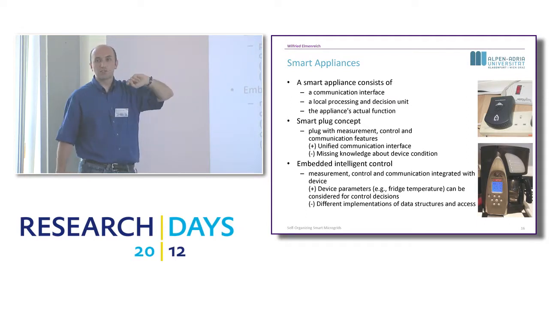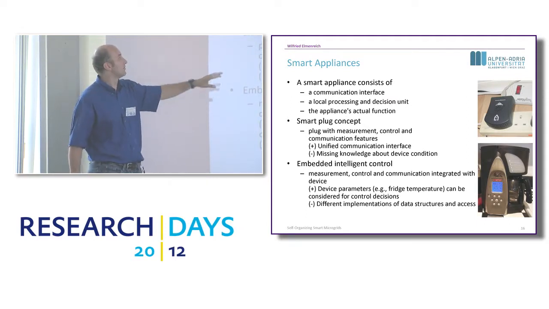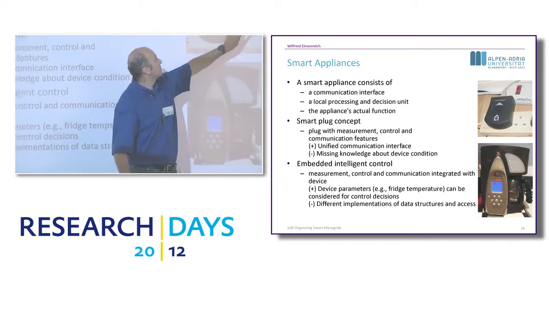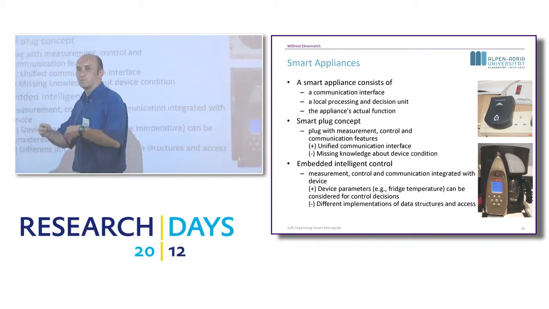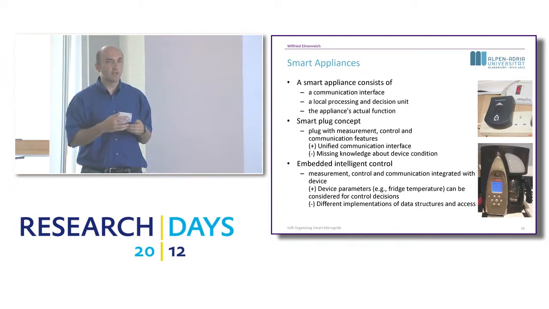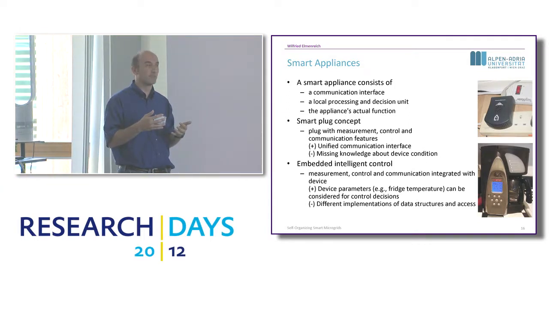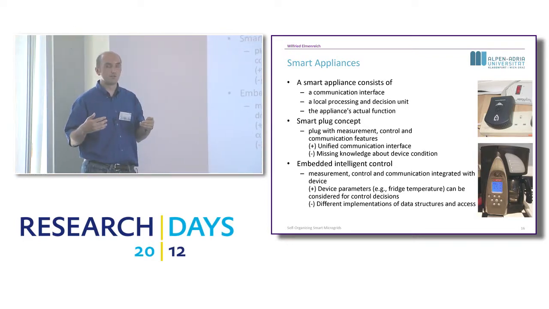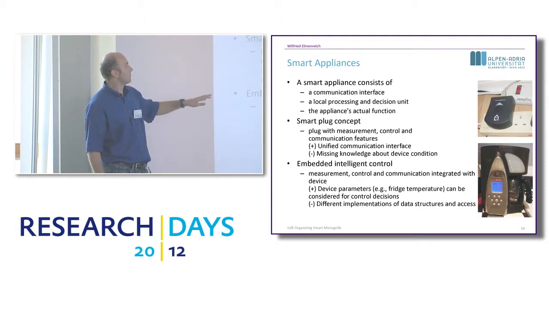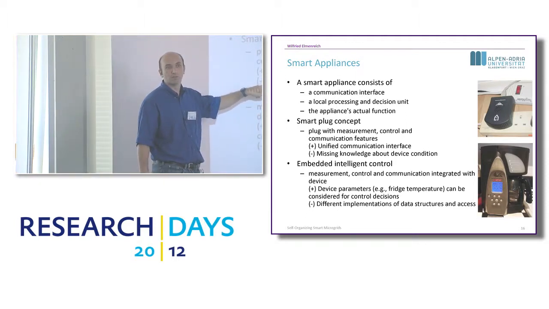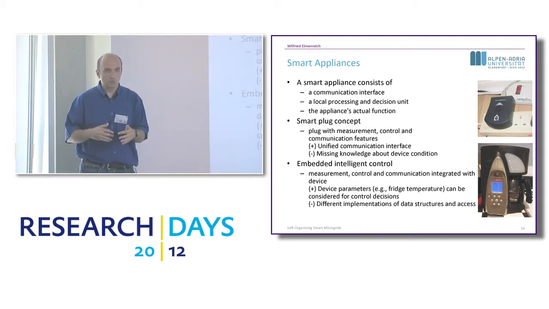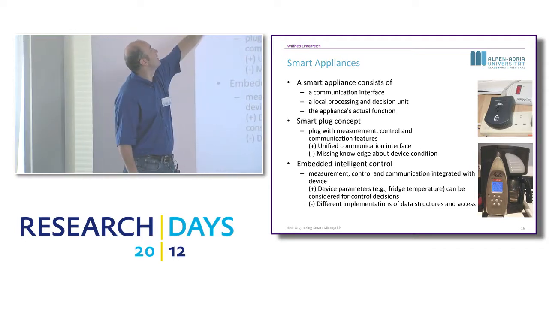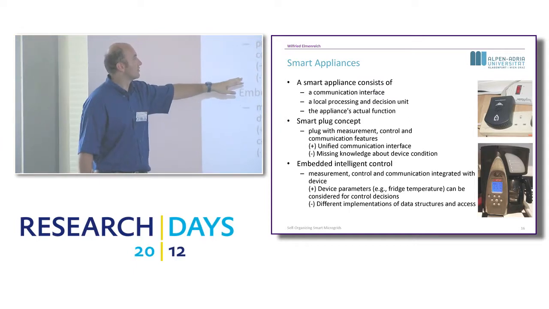Another possibility is to detach it from the device itself and to have the smart plug concept. You just install some device here, where you usually put in your power plug, a device in between that monitors the operation of a device, and is able to shut off a device if necessary. Here you can create a lot of smart plugs, you can use them for all your devices, but the problem is they don't know about the device condition. So probably the device can run in two modes, in a reduced mode to save energy, or in a full power mode, and this information you can get with a smart appliance concept, but you cannot get it with a smart plug concept.